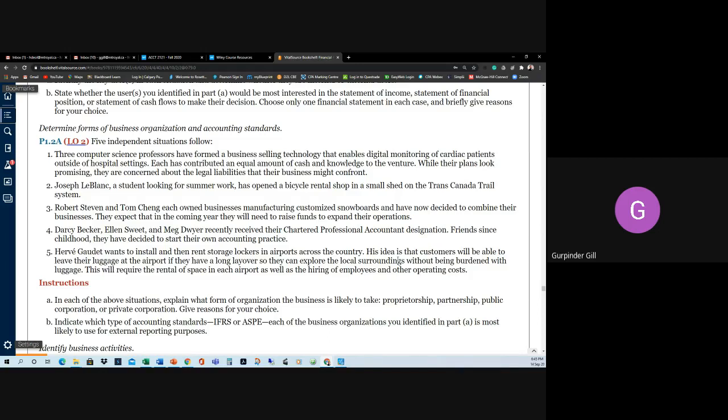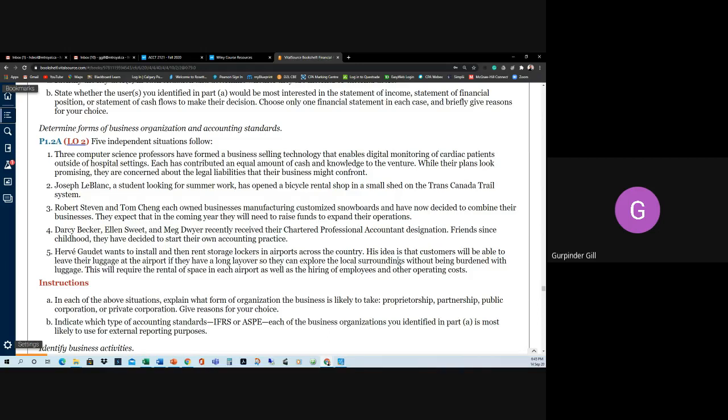Next one. Joseph LeBlanc, a student looking for summer work, has opened a bicycle rental shop in a small shed on the Trans-Canada Trail system. What should Joseph do? Set up a corporation? Proprietorship. Proprietorship? No one thinks differently? That's perfect. And that makes perfect sense.